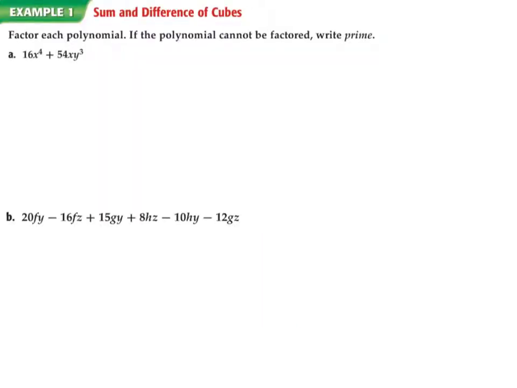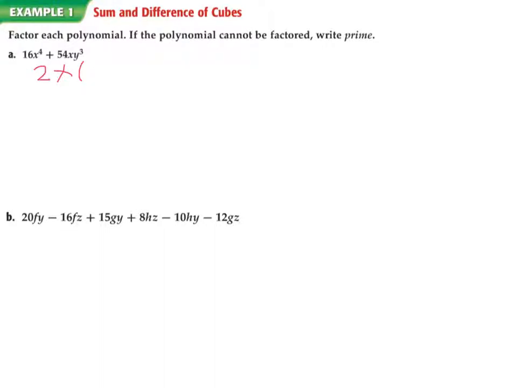In example 1, we're factoring each polynomial. If the polynomial cannot be factored, we're going to say that it's prime. So looking at example A, first, we notice that we can factor out a GCF. Looking at our two pieces, 16x to the fourth and 54xy to the third power, we can factor out a 2x because that's what they have in common.